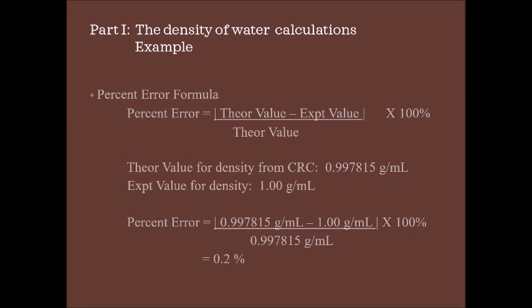So when we do this, from your CRC handbook, this is the density for water that we obtained. From your calculations, this is the density that you determined from your measurements. That's your experimental value. So when you've put everything in, these vertical bars mean absolute value. So it doesn't matter if your subtraction is negative, you'll always get a positive number here because it's absolute value. So when you subtract it and then divide it by the theoretical value times 100%, we get 0.2%. And how we determine the significant figures, we will review in week 2.